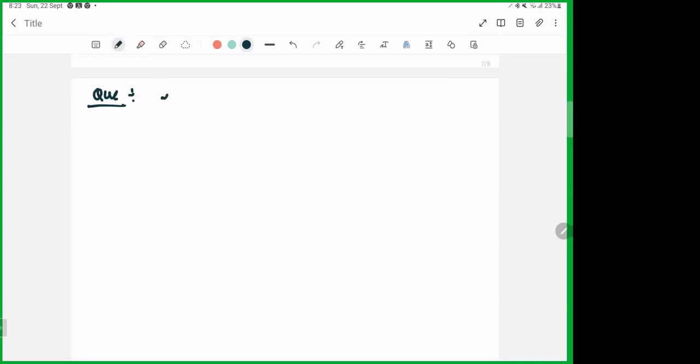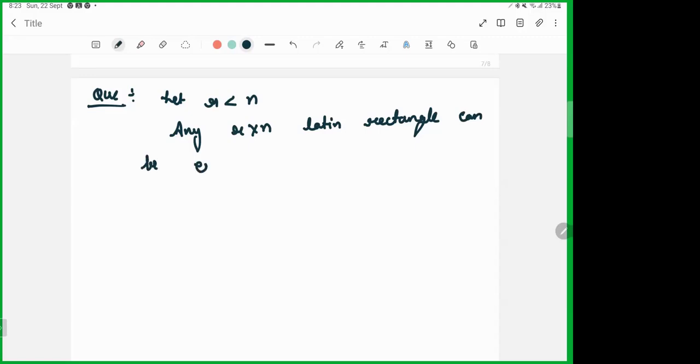Let r be less than n. Any r cross n Latin rectangle can be extended to an r plus 1 cross n Latin rectangle.